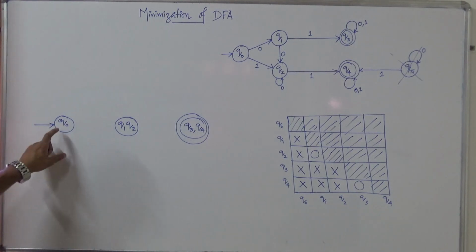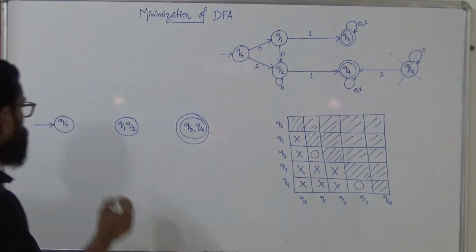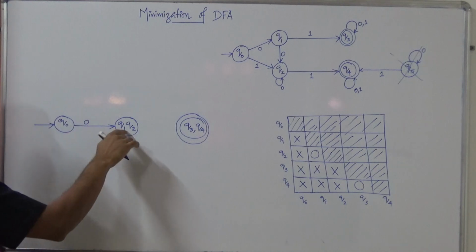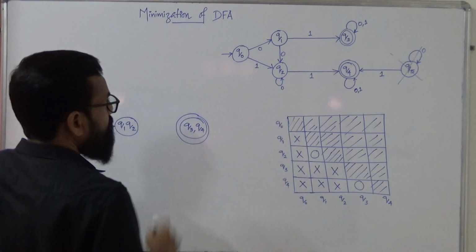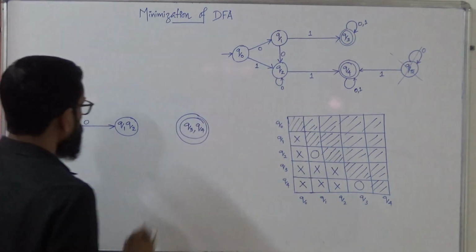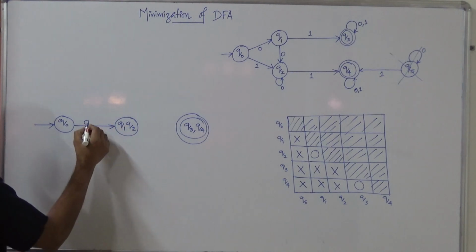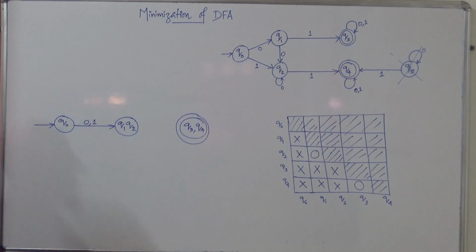Now what about Q0 on 0? Q0 on 0 actually goes to Q1. So Q0 on 0 must go to that particular state containing Q1. Now what about Q0 on 1? Q0 on 1 actually goes to Q2. So Q0 on 1 must go to that particular state containing Q2. So Q0 on 1 will give Q1 Q2.